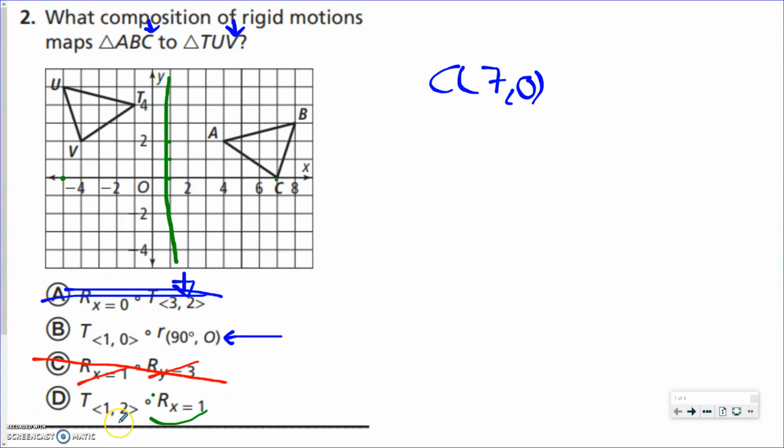And then we are doing a translation, 1, 2. So move 1 to the right, move up 2, ended up with V. There you go. So that's how I would do it.